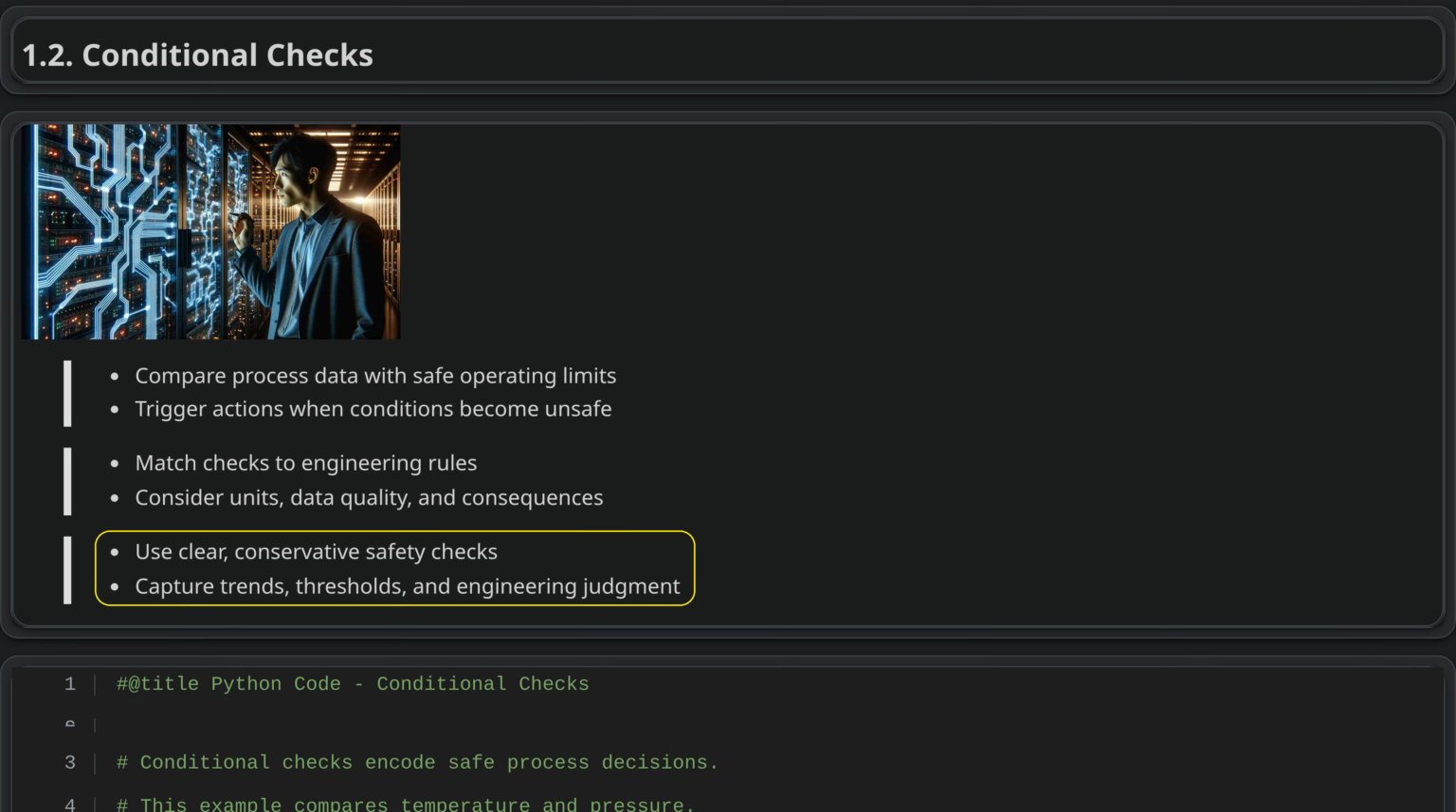Safety logic uses clear, conservative conditional checks to protect people, equipment, and the environment. Rather than relying only on simple limits, good rules also consider patterns such as rapid pressure or temperature increases, weak cooling, or sustained unsafe conditions. By encoding these judgments directly, safety systems respond consistently and reflect sound engineering practice without depending on informal interpretation or delayed human action.